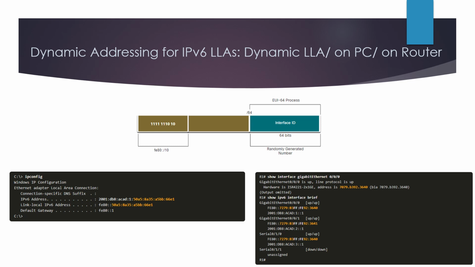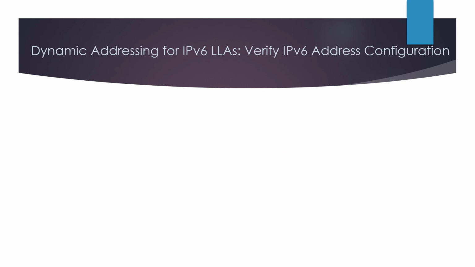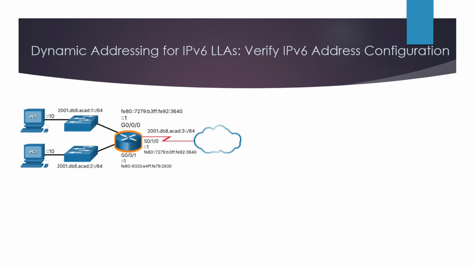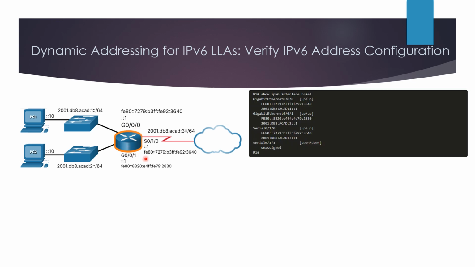In case you want to verify, there are many commands that you can use for verifying the IPv6 address configuration. For doing that, we will use this topology, and we want to see the IPv6 addresses configured at each interface of router 1. By using the show ipv6 interface brief, we will be able to display the IPv6 addresses of the Ethernet interfaces, as shown here.